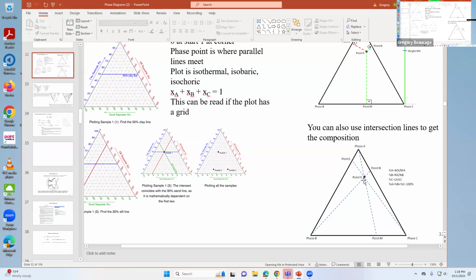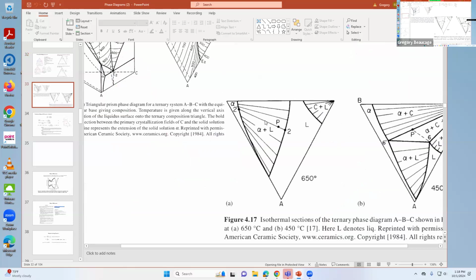You could go from the corner through the point, get there, take the ratio of that to that, and it's the fraction of that component. And all the fractions should sum up to 100%. Anyway, you don't need to do that for the homework, but there are ternary diagrams to look at. And then what you end up with for the ternaries is this kind of thing.